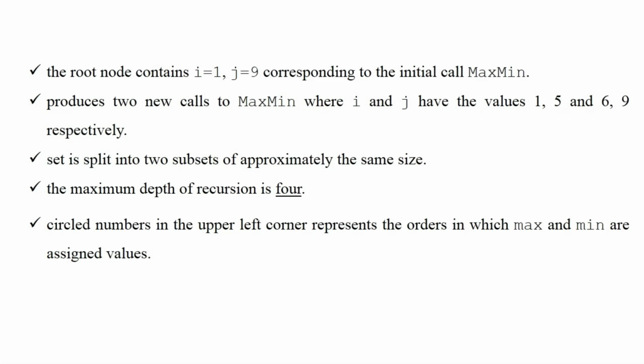So the maximum depth of recursion in this example is 4. So what are the circle numbers representing for each node? That is given in the upper left corner circle. They represent the order in which the max and min are assigned values for those sub-problems.